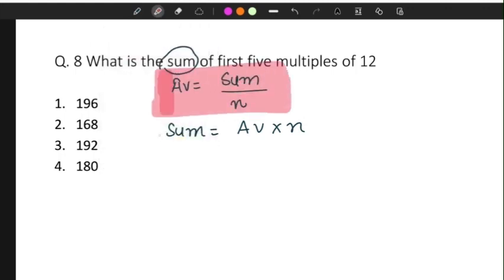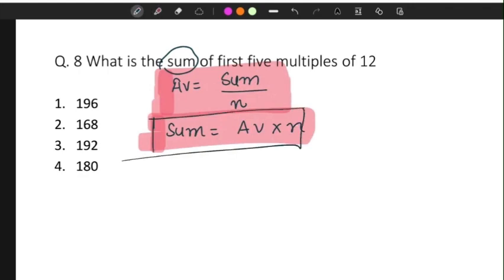I am deriving a new formula, that is average is equal to sum divided by n, so sum is equal to average into n. Got it? I'll take an example for this. For example, I have 5 values, that is 1, 2, 3, 4 and 5.